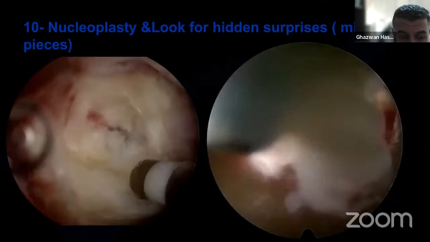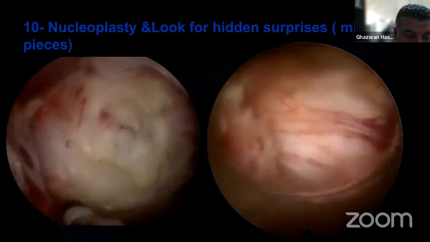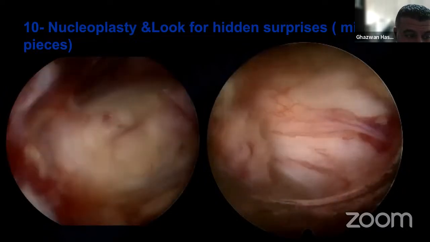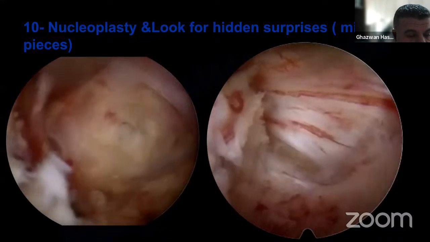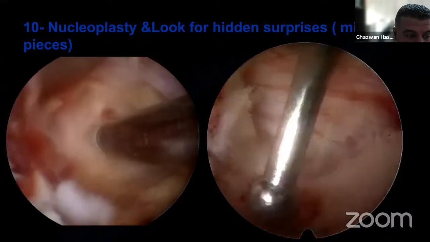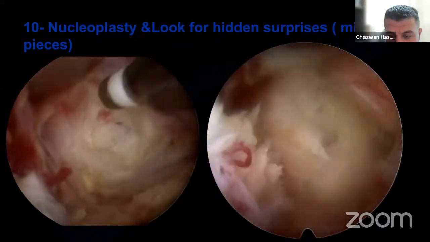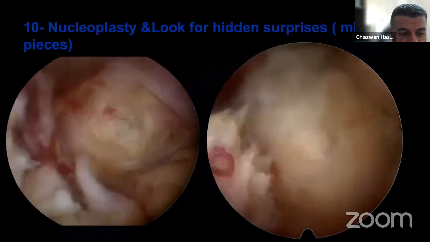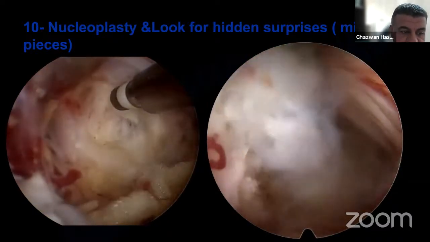The final step that I do is what's called nucleoplasty, using bipolar radio frequency in order to make a shrinkage in the bulged nucleus and give a better view on the post-operative MRI. These are the steps that I use in my daily practice to perform the interlaminar approach as simply as possible.